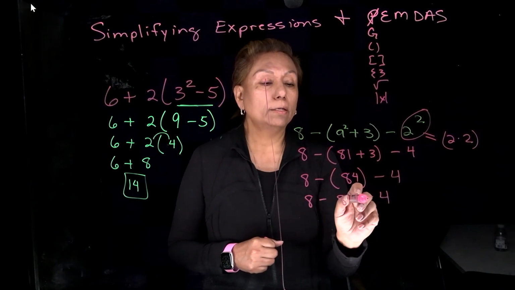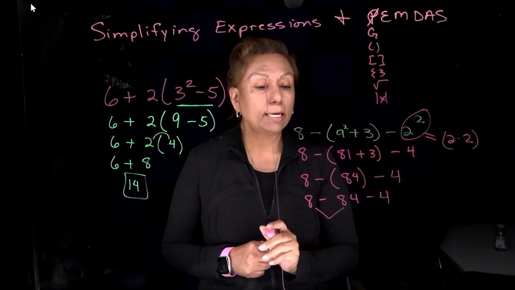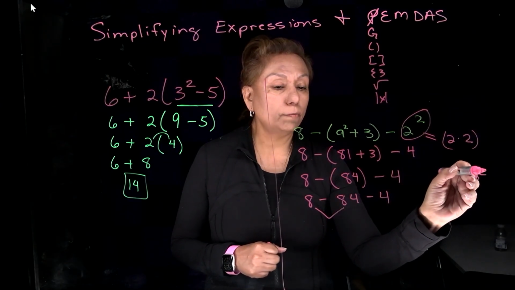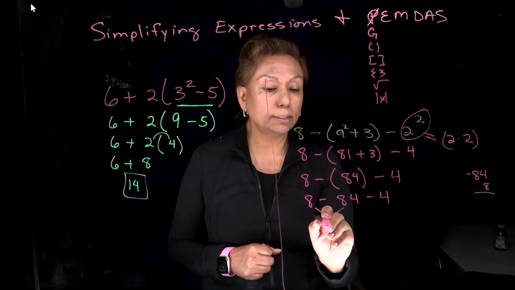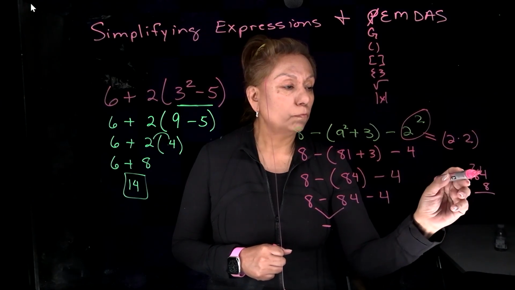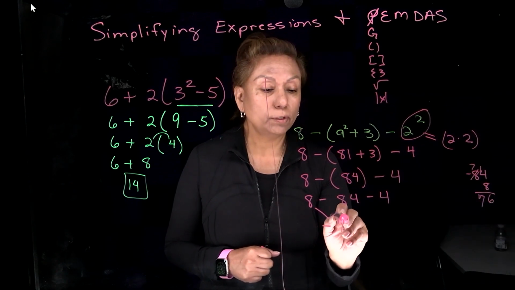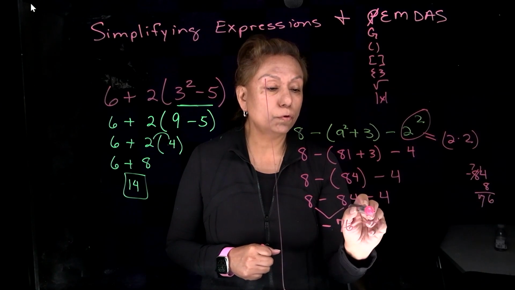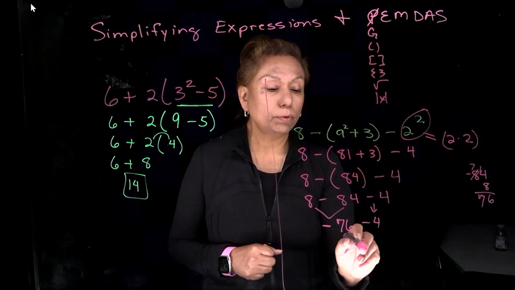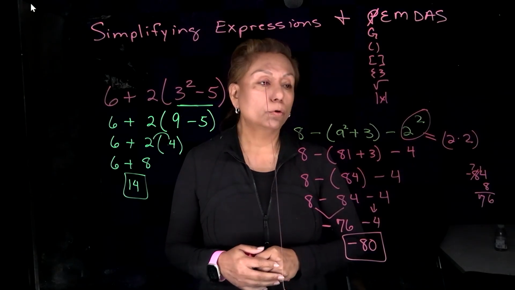So when you just have negatives left in there, then all you do is work left to right. So we can say 8 minus 84. If you don't have your calculator, just kind of go to the side, negative 84 plus 8. Opposite signs, keep the sign of the larger number. Subtract. Remember, you borrow. So 14 minus 8 is 6. Bring the 7 down. So we have 76. Then you still have that minus 4. When you have 2 negatives, you add, keep the sign, and that would be negative 80. So that would be simplifying that expression using order of operations.